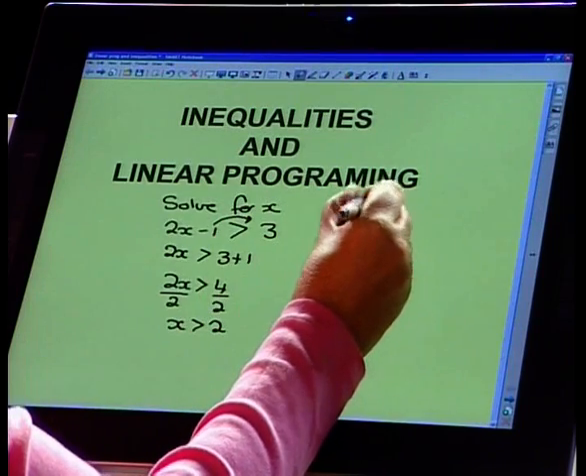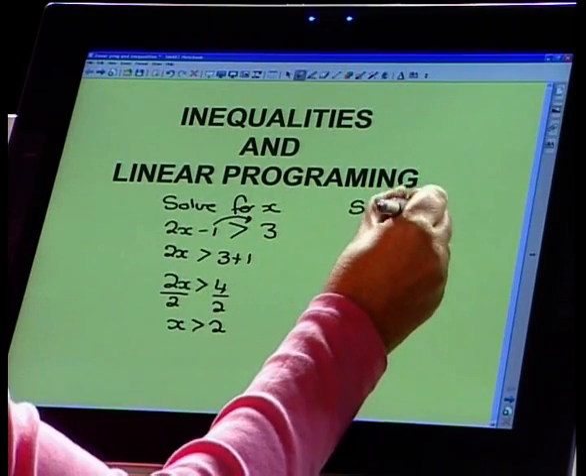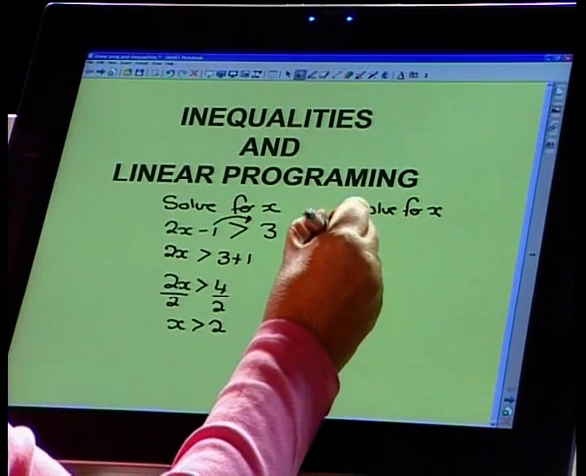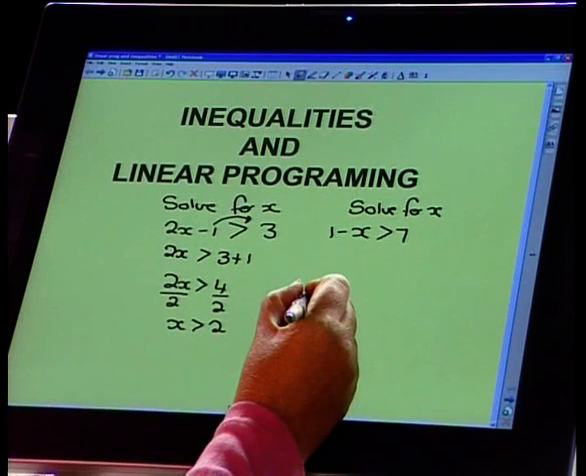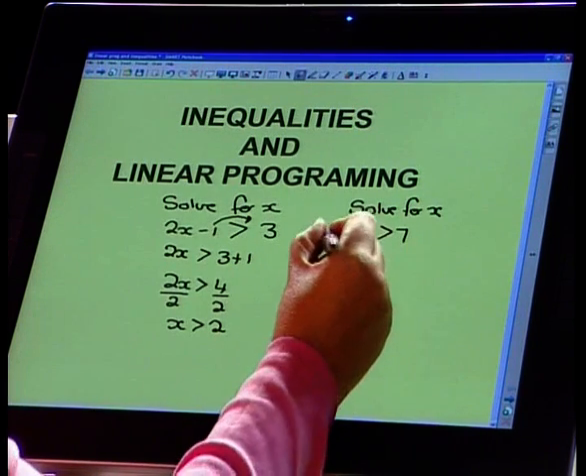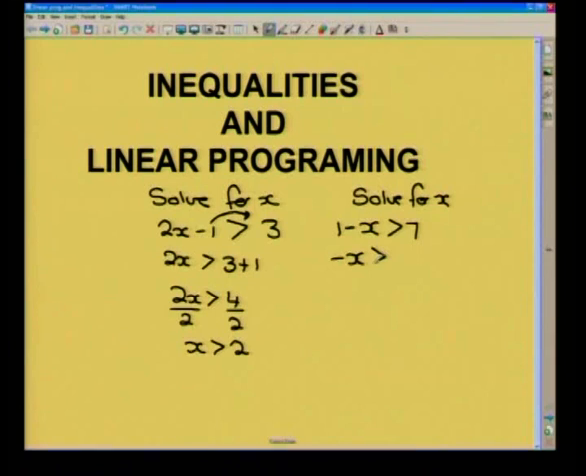Let's say I say solve for x, and I give you something like this. Now we want to isolate the x, so we're going to leave the minus x behind, and we're going to transpose the 1. So if we do that, it's going to be 7 minus 1, so minus x is greater than 6. Now yes, we don't want to know about minus x, we want to know about plus x. So effectively what we're going to do is divide by minus 1.